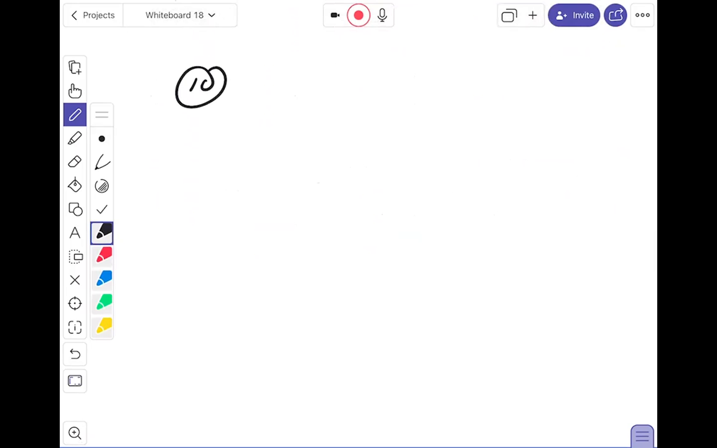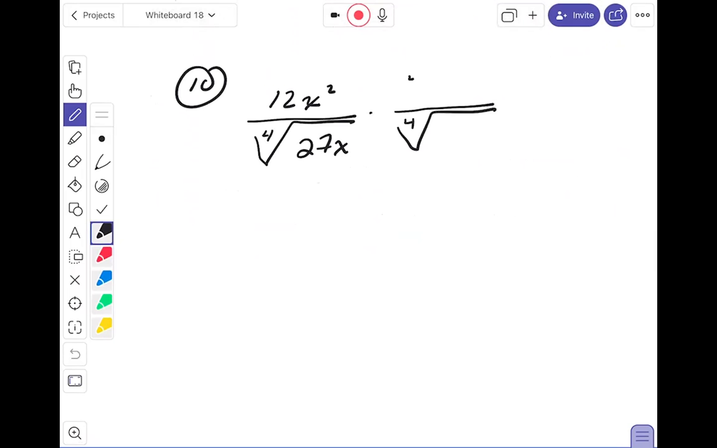And number 10, let's see, 12 x squared. That's not a problem. I got the 4th root of 27x. Well, this is not a square root, it's a 4th root. You multiply the bottom by the 4th root of something and the top by the 4th root of something. My goal is to get a perfect 4th. Well, I'm looking at 27. I'm going to say 81 would be a good match for that. So what do I do? What times 27 gives 81? 3. Oh boy, I got to get x to become x4. Well, I'll multiply by x cubed then.